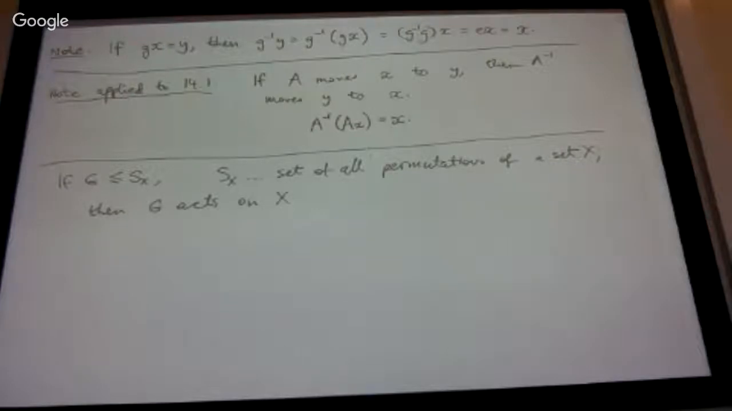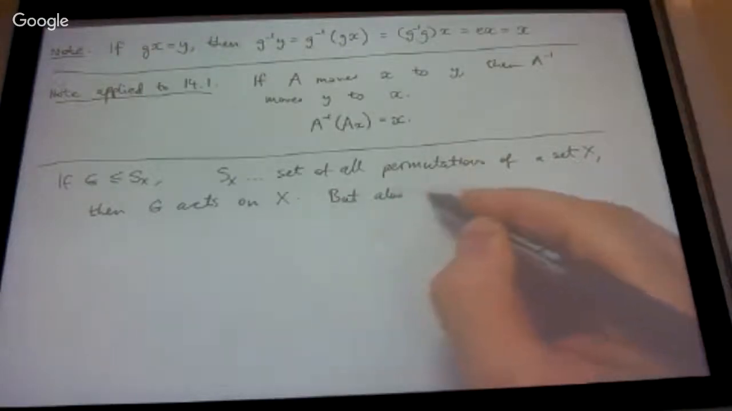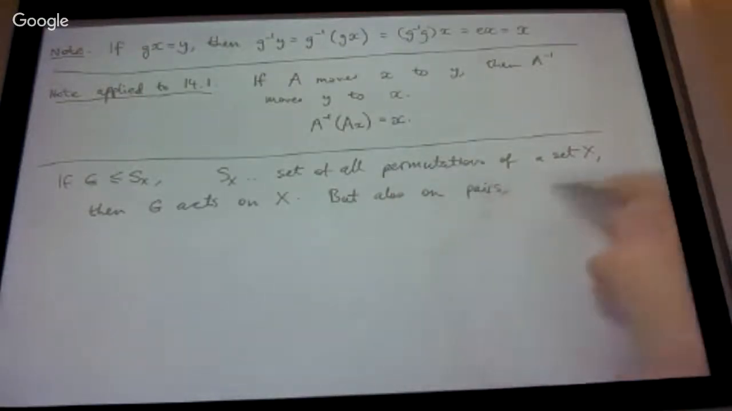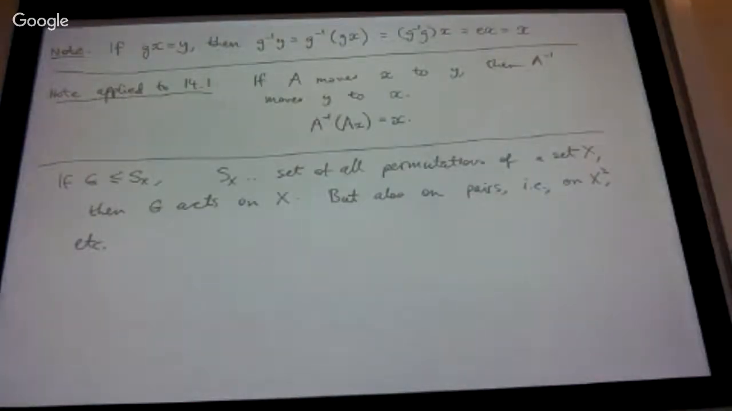And also on pairs, which means on X squared, and so on. The book doesn't write it, but it's more interesting than just what it writes. What's 14.3?